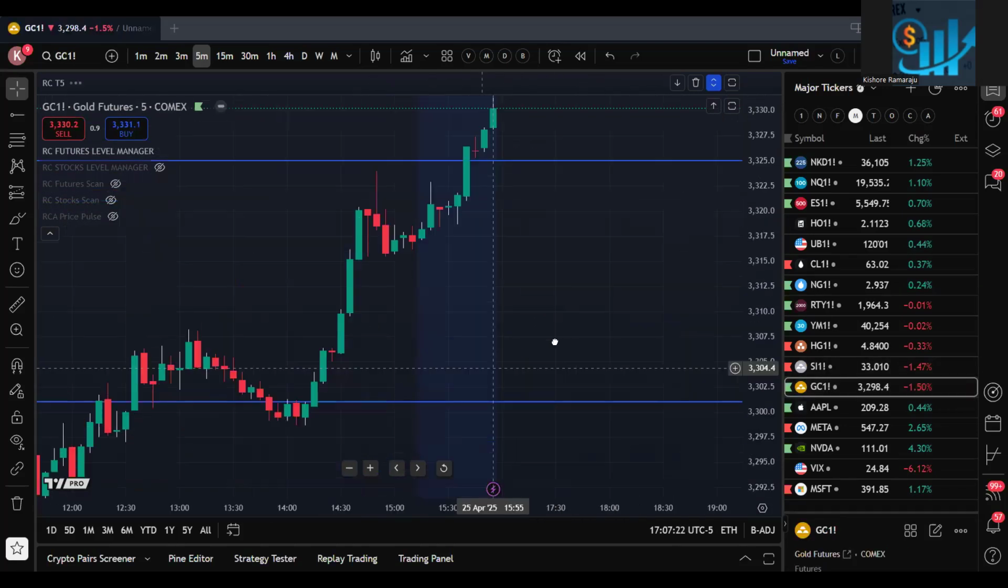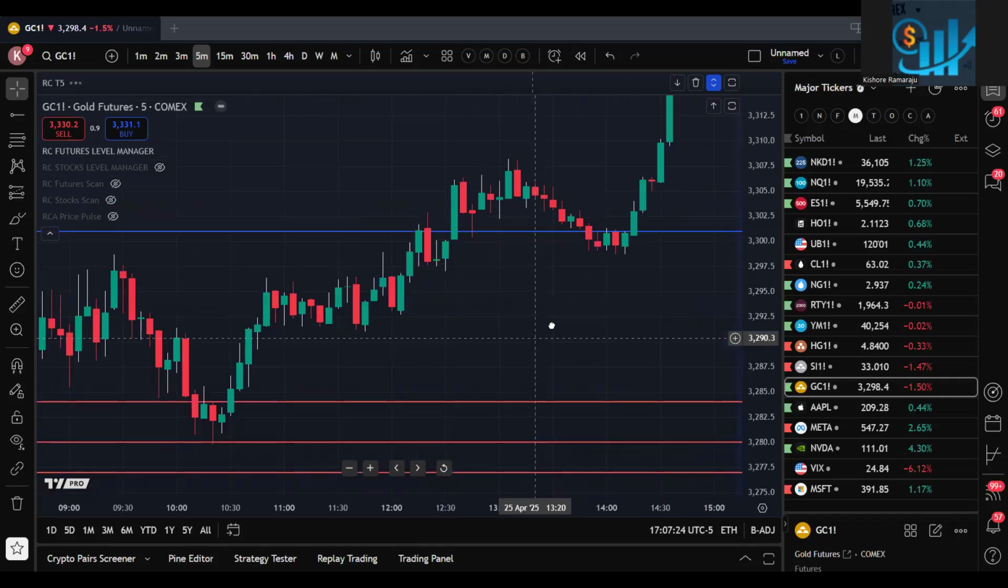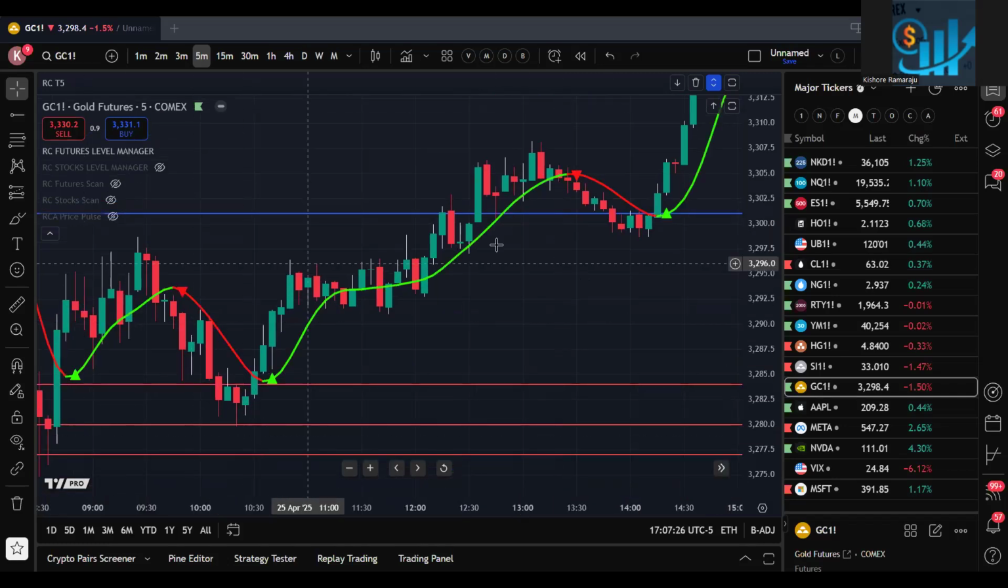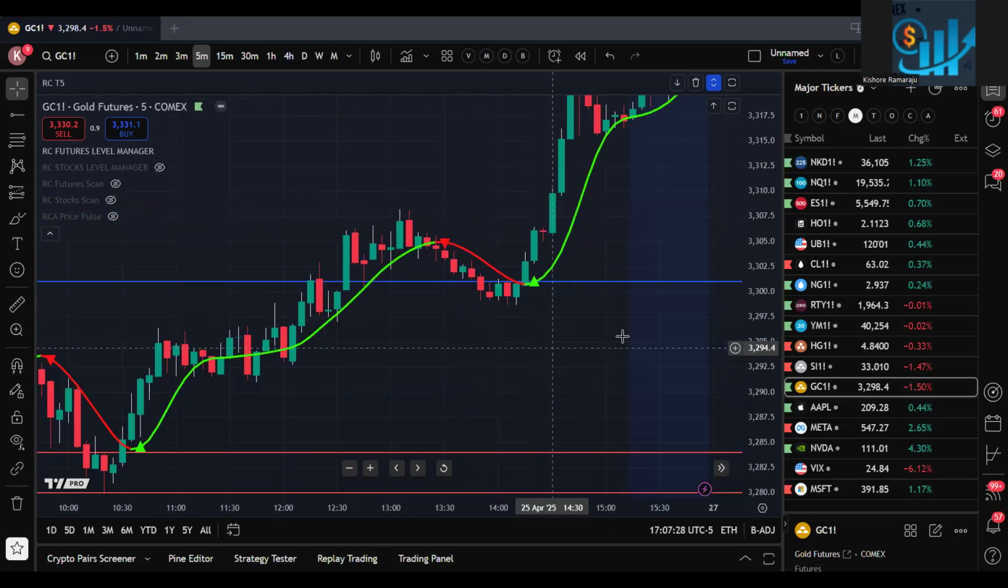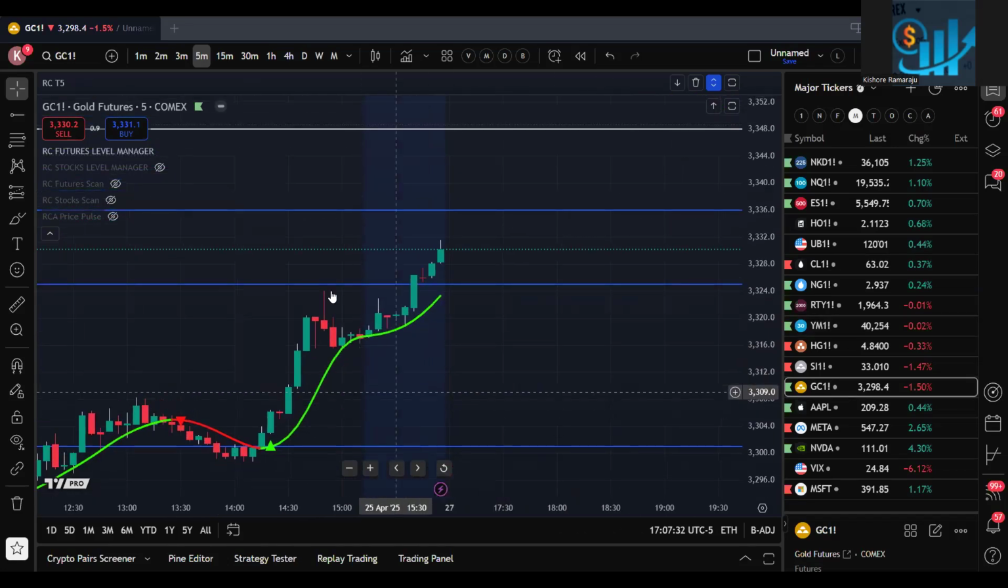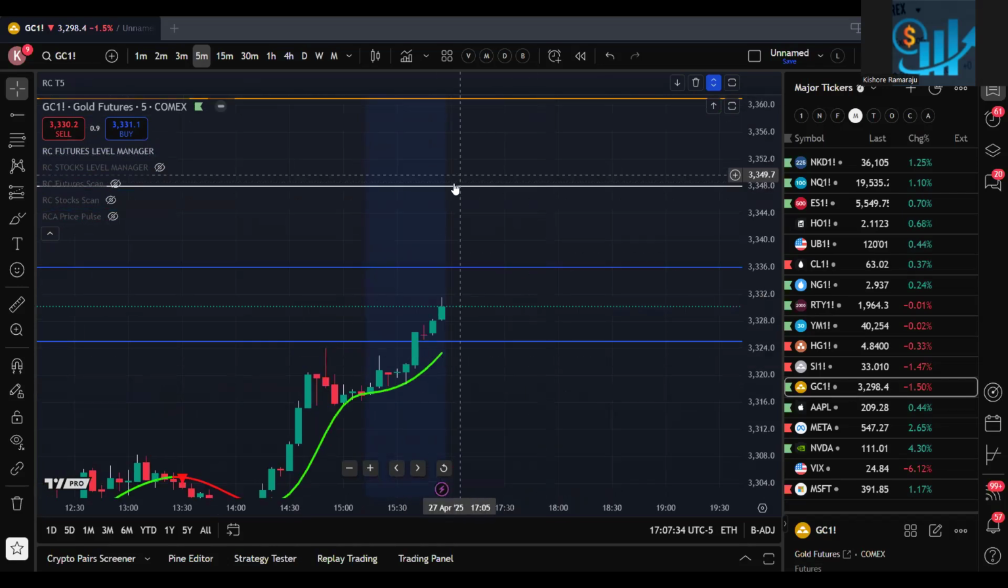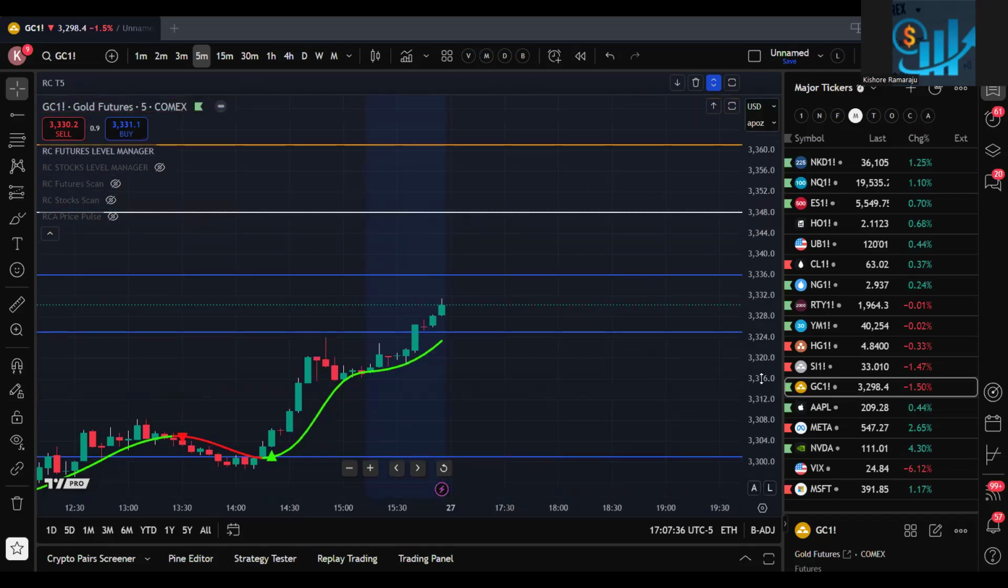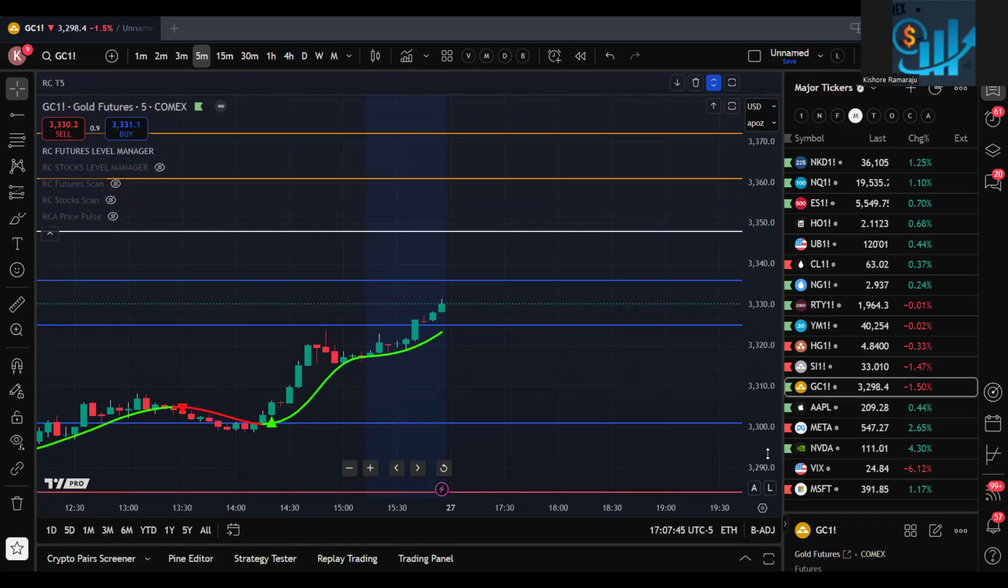So as you can see, for GC, the maximum is 33.48. Tomorrow you may see 33.48, and then again it will start dropping.